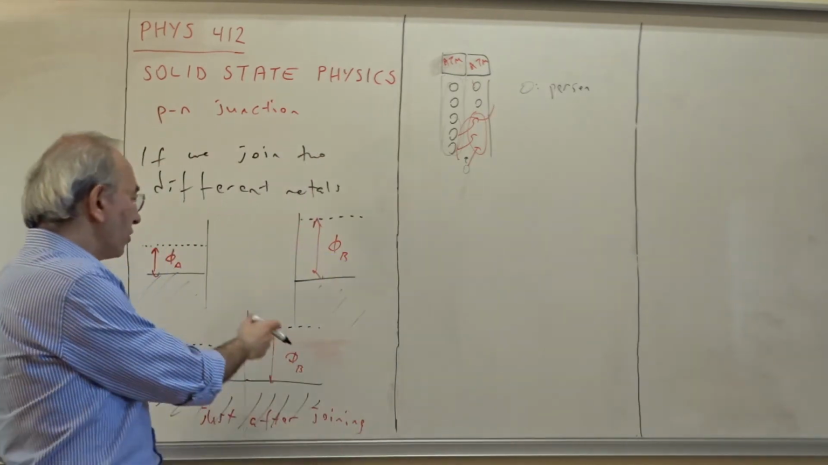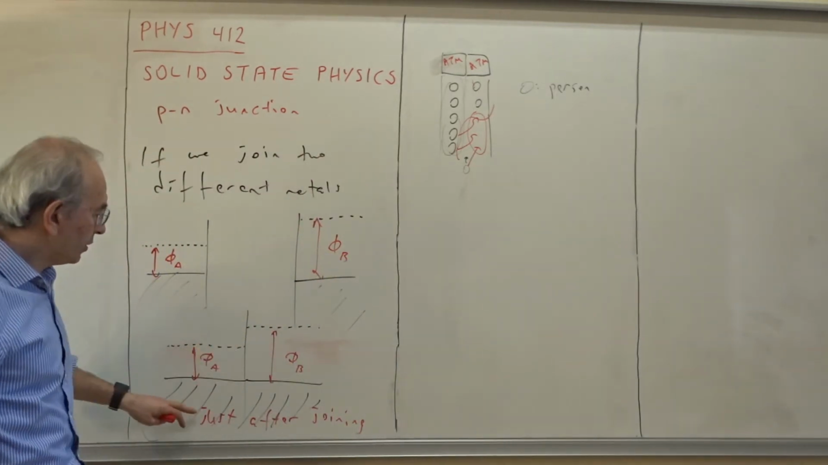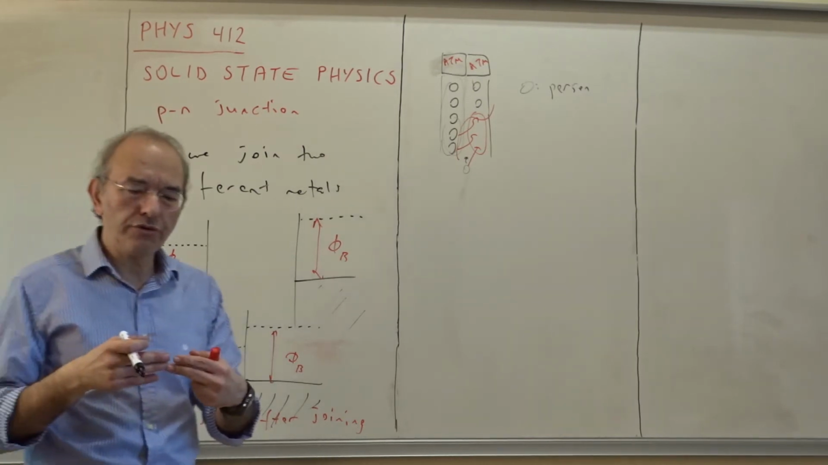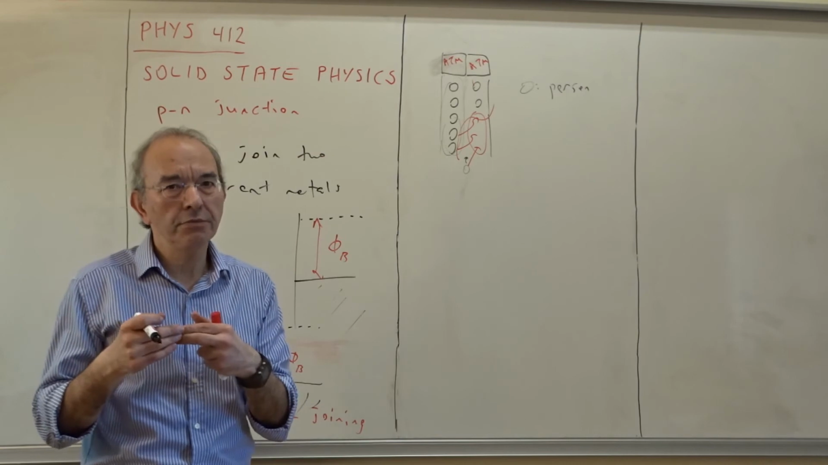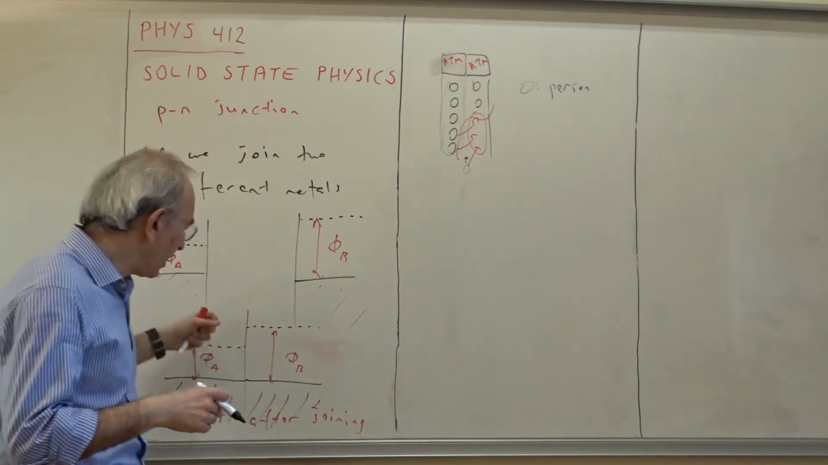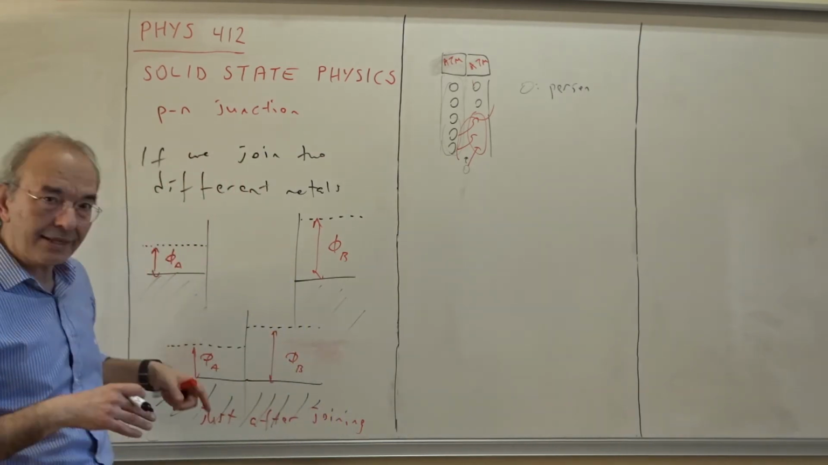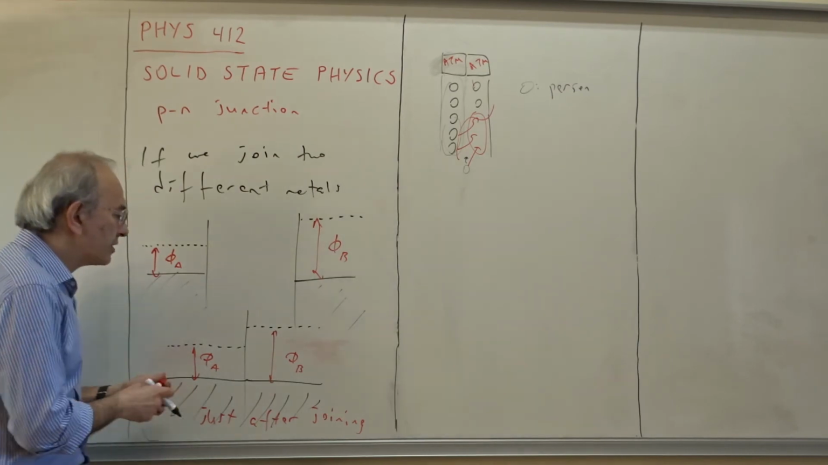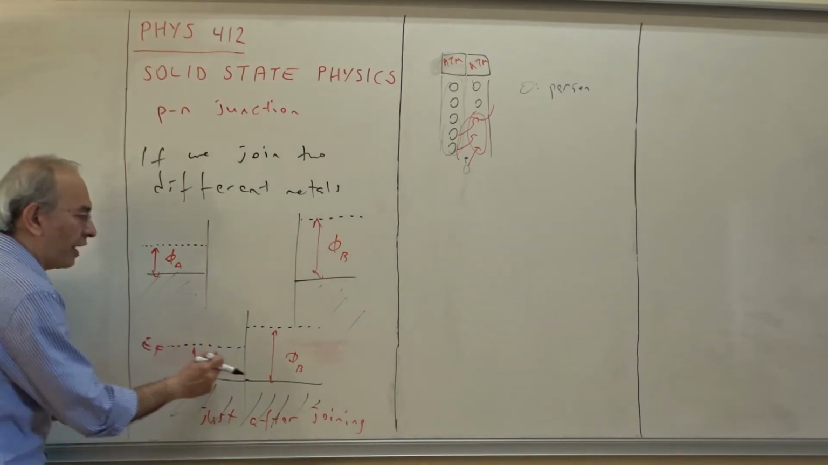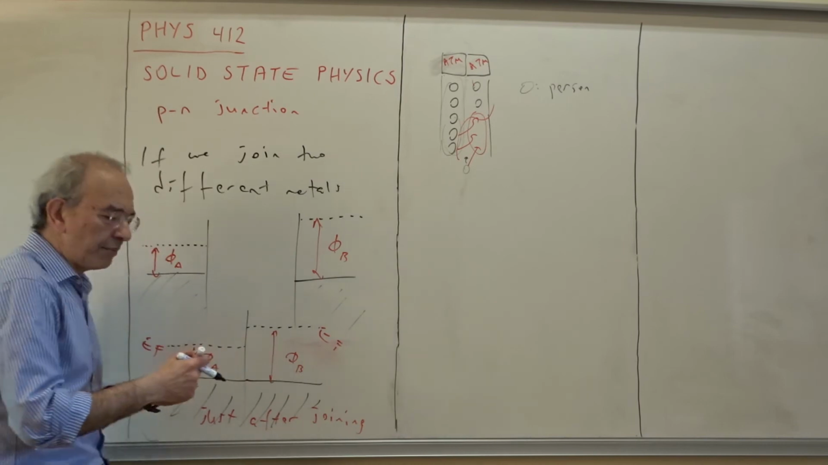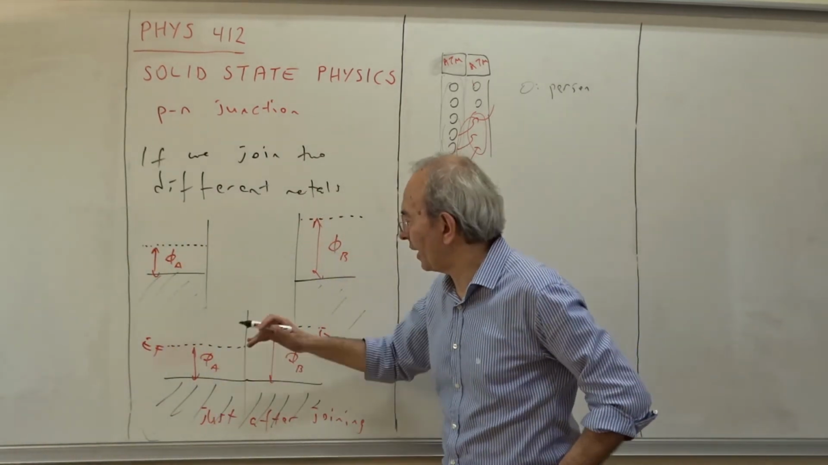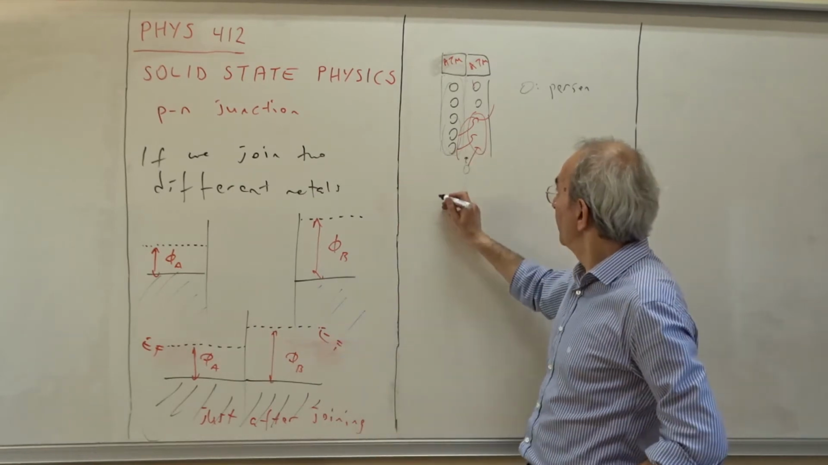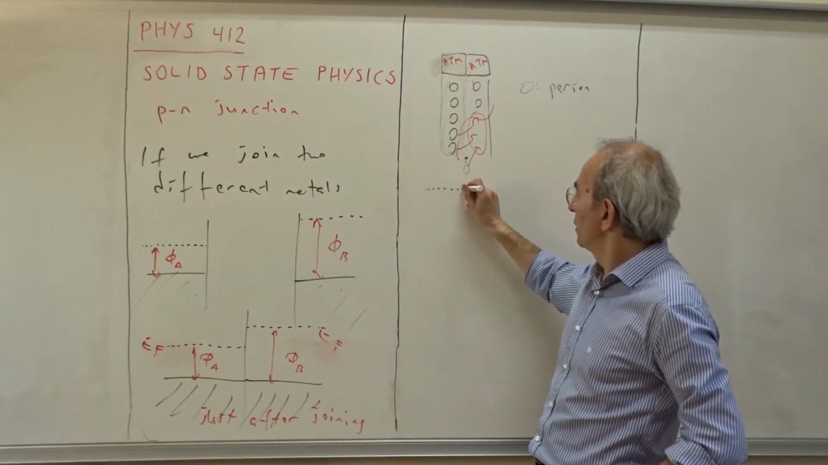Okay. Now we go back to the physics. What happens here when you join these two different metals, metal A and metal B, having different work functions, phi A and phi B? What happens immediately after? These lines correspond to the Fermi levels. So Fermi levels align. Yeah, so this is the case.